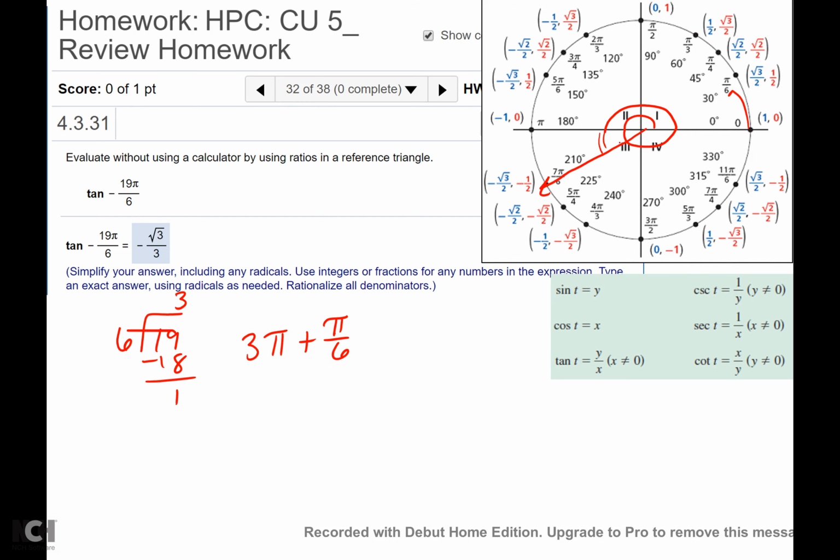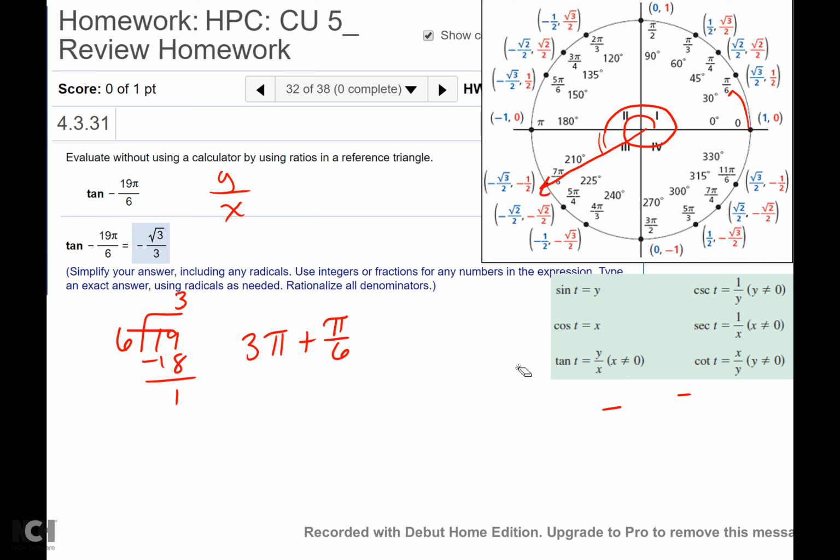They want me to do tangent. Tangent is y over x. So if I take y, which is negative 1/2, divided by x, which is negative square root of 3 over 2, keep, change, flip, the 2's cancel, I get positive 1 over the square root of 3, rationalize. Why are they getting a negative? Oh, my bad. Sorry.